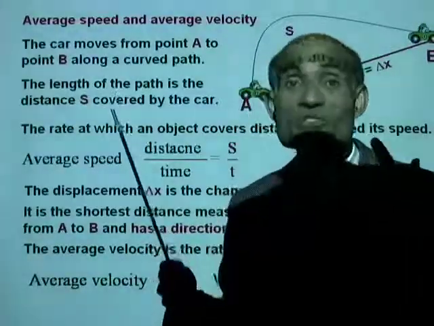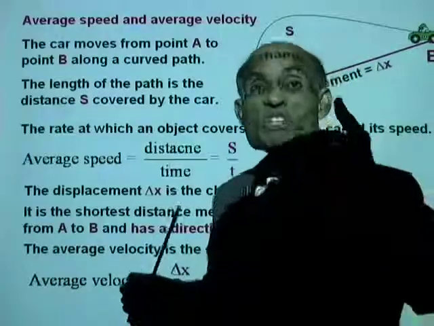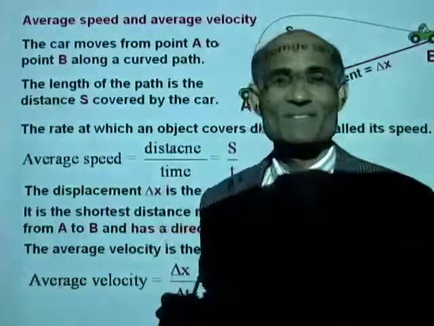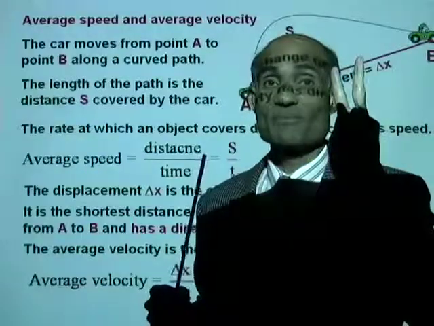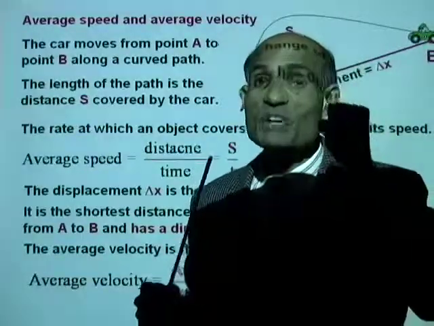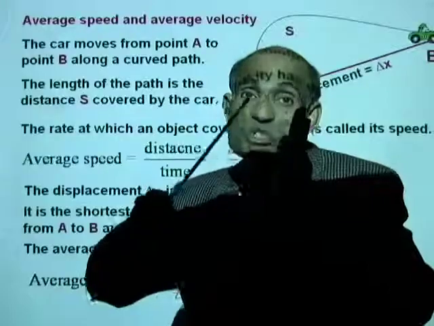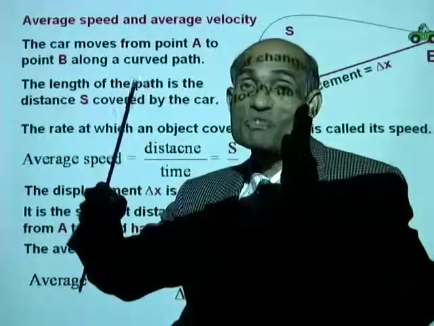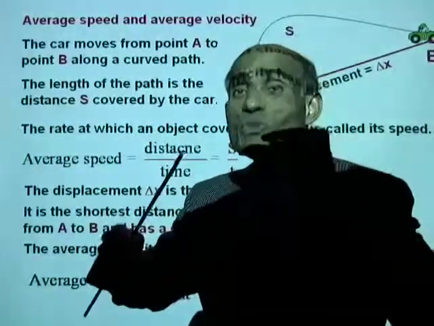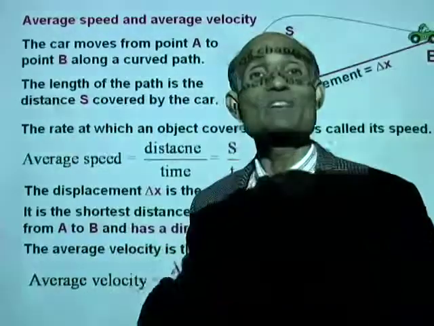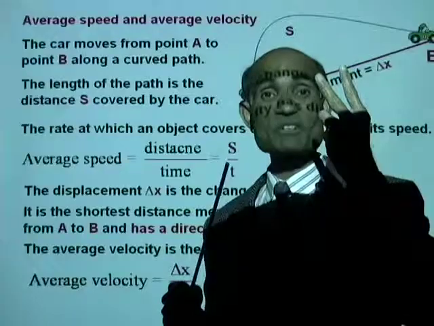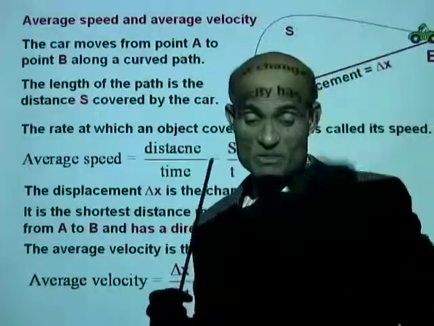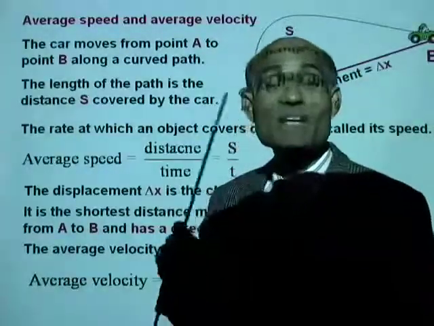Speed simply tells you the rate at which the distance is being covered, whereas velocity gives you two pieces of information. What are the two? It tells you the rate at which the position of the object changes, and it also tells you in what direction the position is changing. So velocity carries two pieces of information with it, and you must distinguish between speed and velocity.